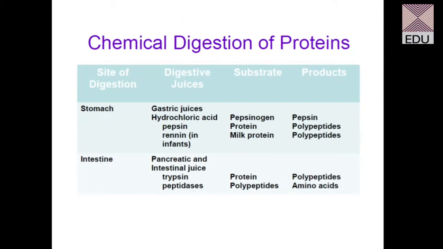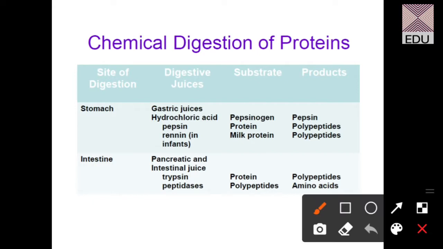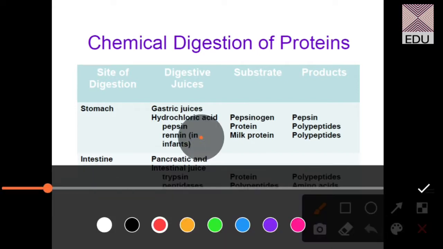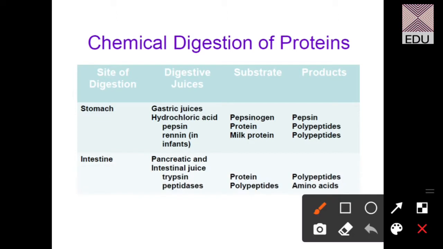Now, if we take up the chemical digestion of proteins, as you can well see, protein digestion starts in the stomach. There is no protein digestion in the mouth as such. So it starts with the stomach. How do the proteins start to degrade? First of all, we have the gastric juices. These are the juices from the wall of the stomach, which are produced by the stomach itself.